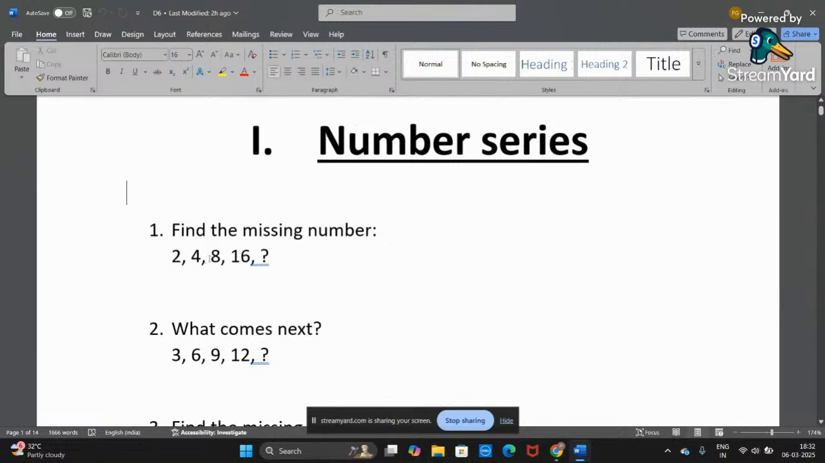So it is 2, 4, 8, 16. What is the logic applied from 2 to 4? It is multiplied by 2. 2 to 4, again 4 is multiplied by 2, so 4 to 8. Again it is multiplied by 2, 8 to 16. Then what will be the missing number? It should be multiplied by 2, right? Yes, because all the digits are multiplied by 2. That is the logic in this.